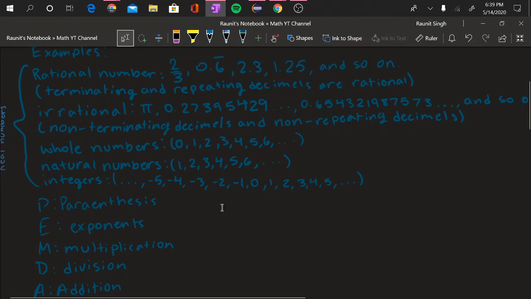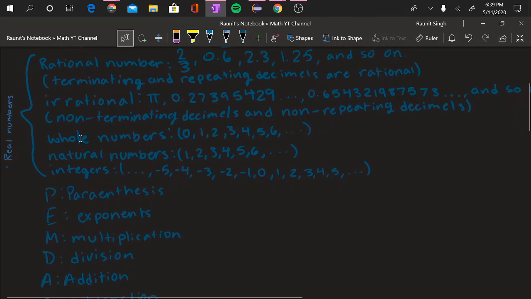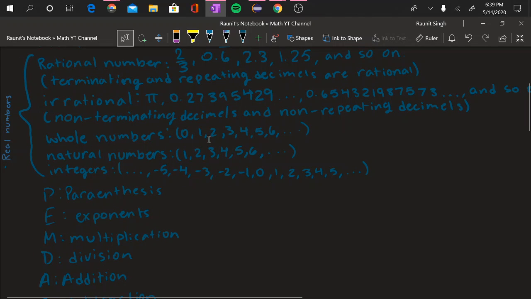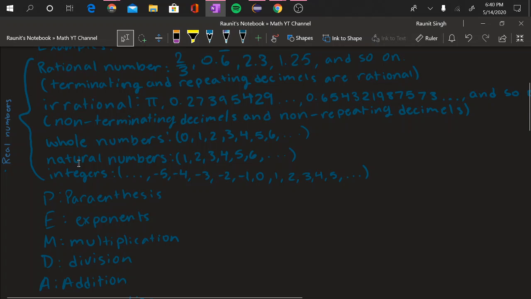in both examples. Alright, next we're going to talk about whole numbers. Whole numbers are 0, 1, 2, 3, 4, 5, 6, and all the way up to infinity. Natural numbers are 1, 2, 3, 4, 5, 6, all the way up to infinity. So natural numbers are basically whole numbers, but without the 0. And then integers. Integers are from negative infinity to infinity. In the example, I've shown these 3 dots, meaning that they go all the way back to negative infinity, and these 3 dots showing that they go forward to infinity. Rational numbers, irrational numbers, whole numbers, natural numbers, and integers all make up real numbers.